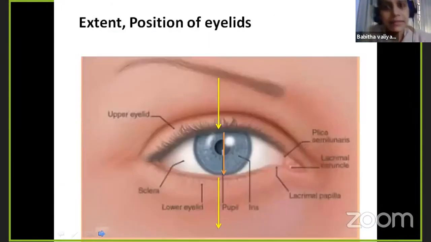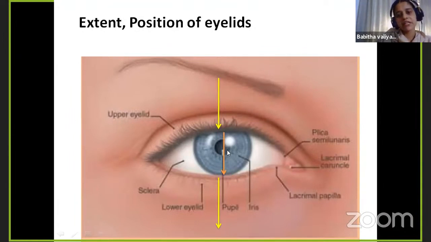Then about the extent and position of the eyelid. The upper eyelid extends from the eyebrow to the upper border of the palpebral fissure, whereas the lower lid extends from the lower border of the palpebral fissure to the cheek. Normally, the upper lid covers the upper 1/6 or 2 millimeters of the cornea, whereas the lower lid is at the level of the inferior limbus.